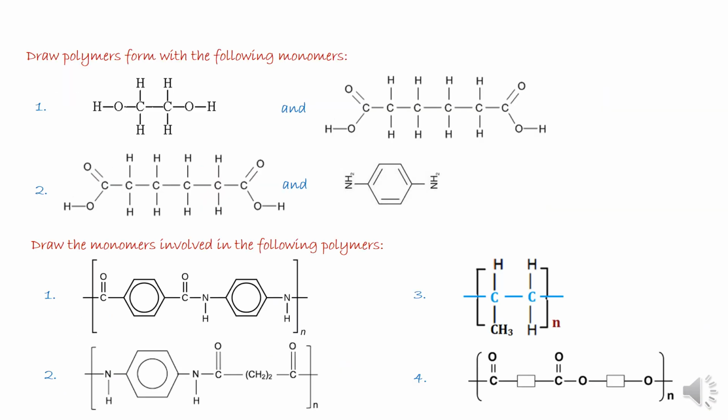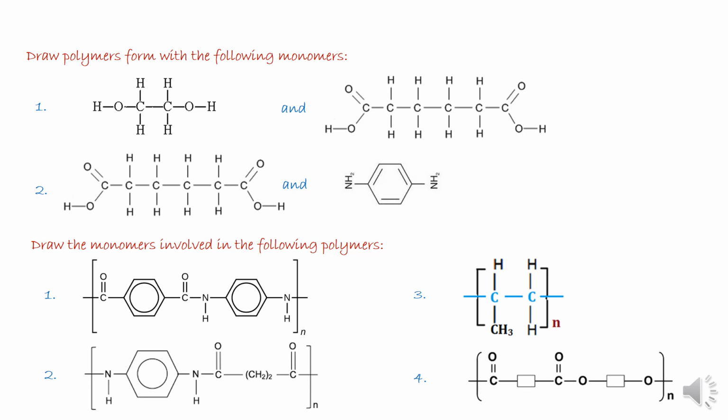And this time you get some exercise. Draw polymers from the following monomers. You get 1, 2. These are monomers of condensation polymers. The first one is a diol, the second one is a diacid. So with diol and diacid you will get polyester. The second one: the first is a dicarboxylic acid and the second is a diamine. So with them you will make polyamide. Both are condensation polymers.